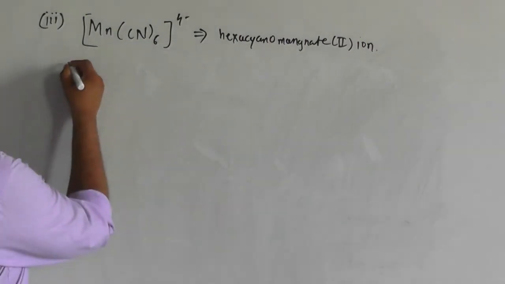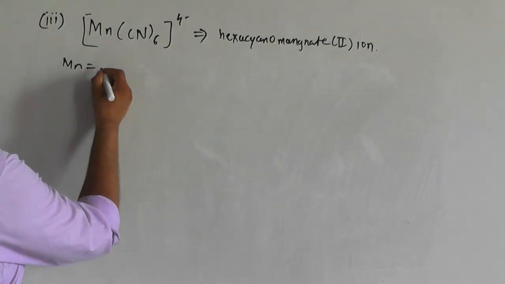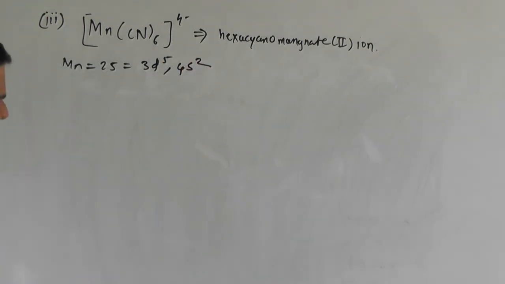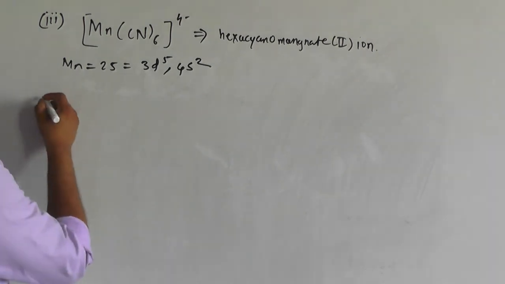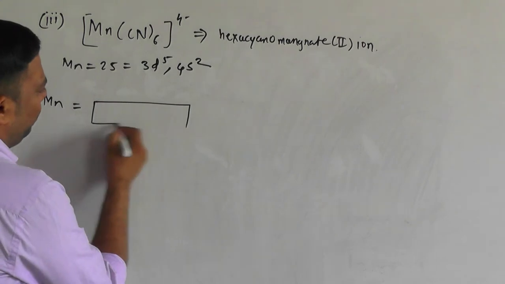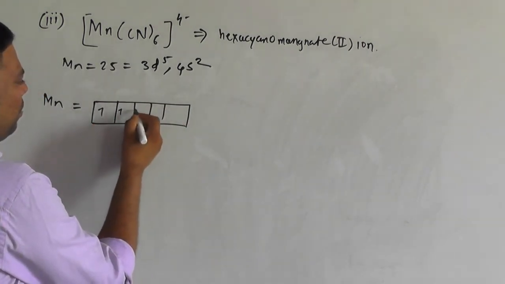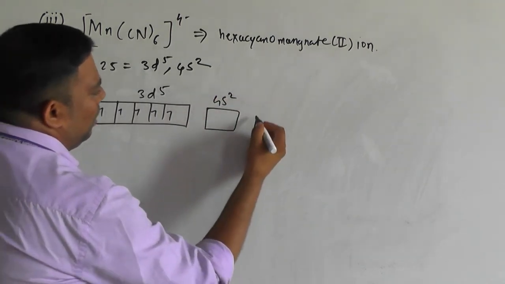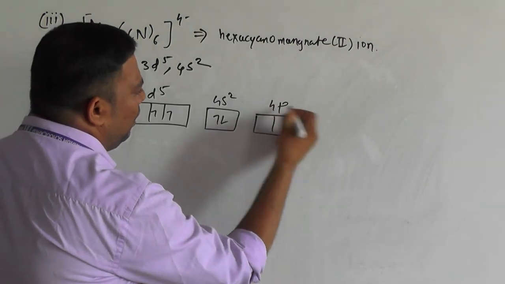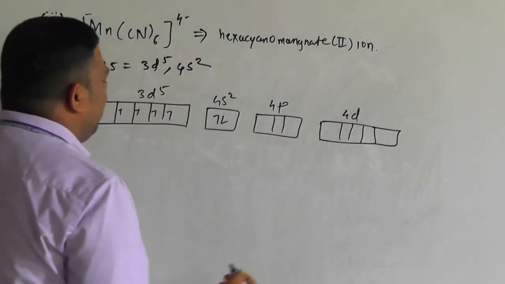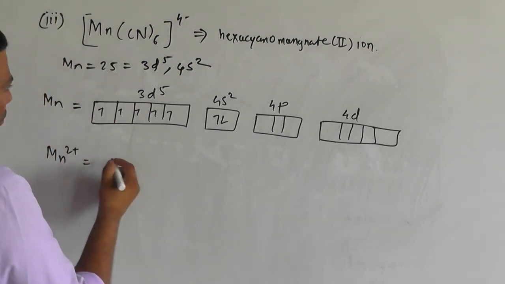[Mn(CN)6]4-. So as you know, normal Mn has atomic number 25, and the outermost electronic configuration is 3d5 4s2. Now for normal Mn you can write 3d5, 1 2 3 4 5, 4s2, yes, 3d5, 4s2, and the 4p is empty, and whatever your 4d is, yes, 4d is also empty.